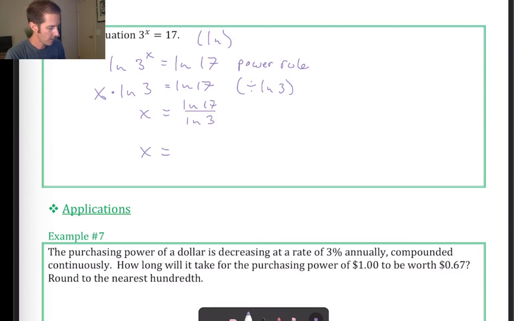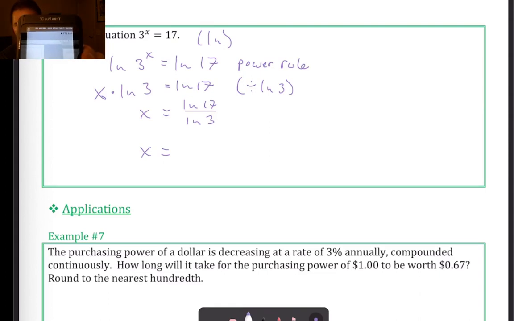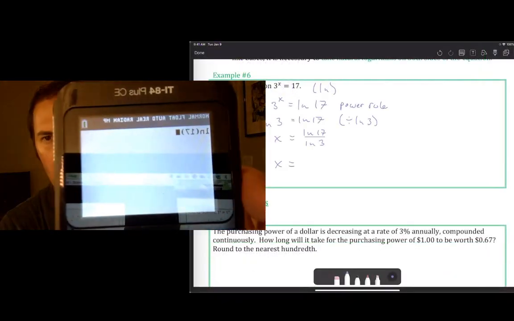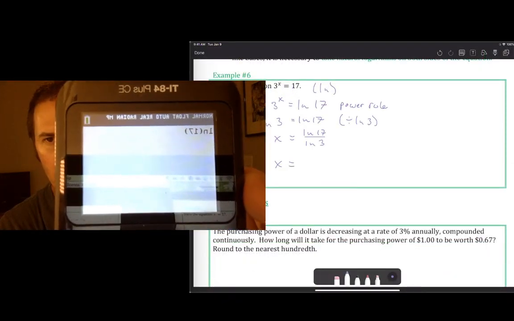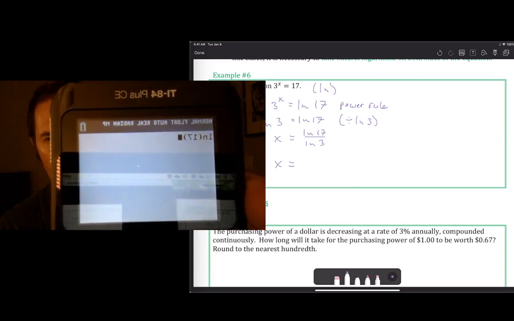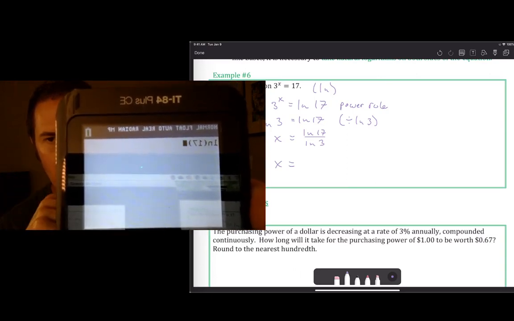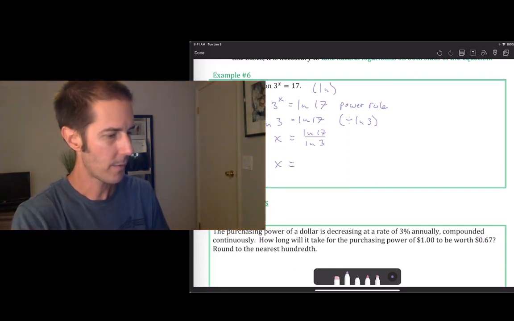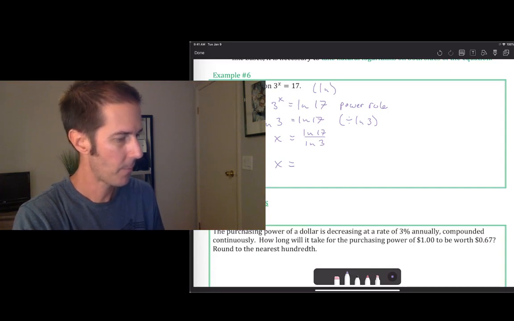Natural log 17. I'm on my graphing calculator. I typed in natural log 17. I made sure to close the parentheses after the 17 because I'm about to type in divided by the natural log of 3, and I want to make sure that the 17 stays contained in that initial natural log. I don't want to divide the 17 by the natural log of 3. So divided by natural log 3, enter.